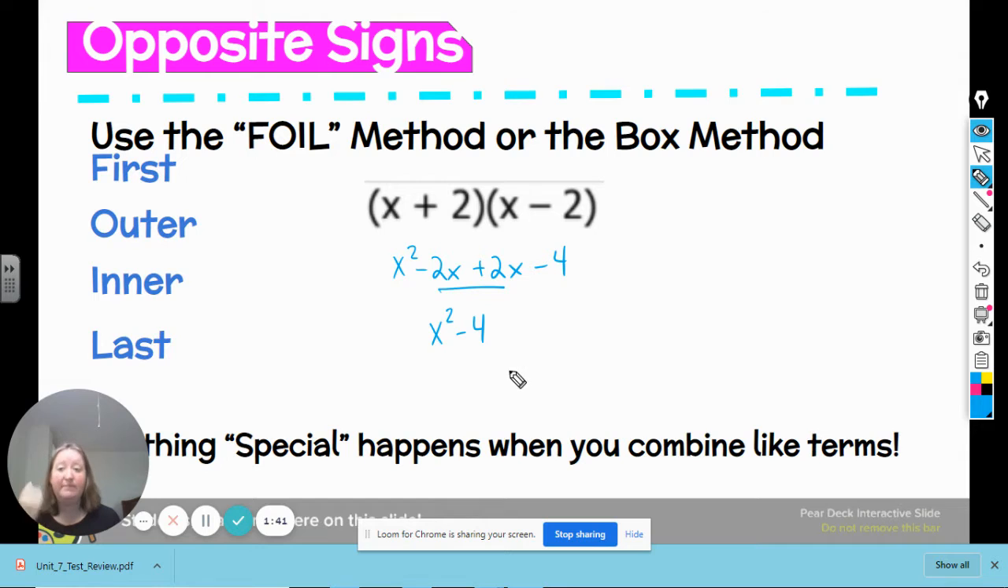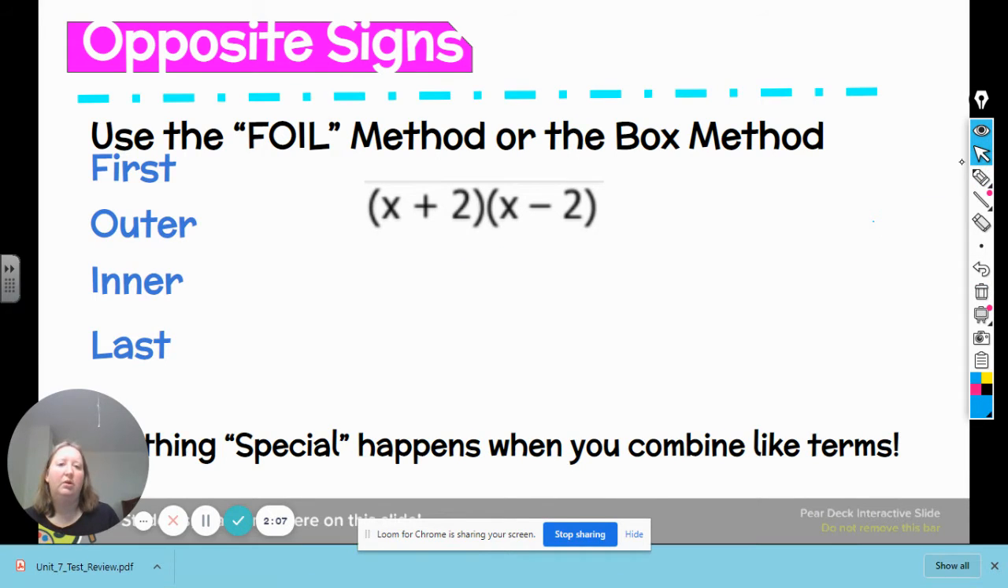So this time, when we multiplied two binomials, we got a binomial as an answer. And that was because this is a special product. So what makes it special? Let's go back over that. You have the same variables and the same numbers, but one is a plus 2 and one is a minus 2.